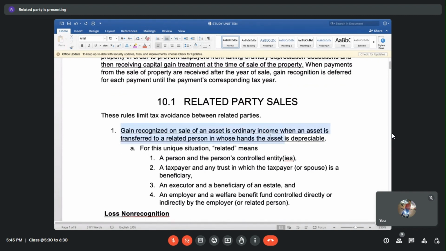When an asset is transferred to a related person in whose hands the asset is depreciable. Whenever this kind of transaction is happening between two related parties, where one related party is selling it to the other related party, and the other person is buying that with the intention of depreciating it in future, or in the hands of the buyer the asset is depreciable, then what the IRS is saying is any gain on sale of that asset will be ordinary income.